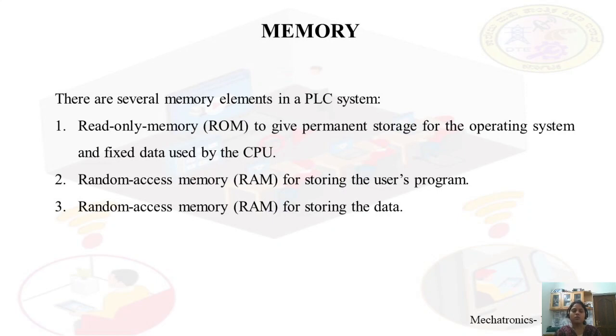ROM. ROM is read-only memory. It is the permanent storage for the operating system and fixed data used by the CPU. And next one is the RAM, random access memory. This we use for storing the user's program and also for storing the data. Understood? This is about the memory.